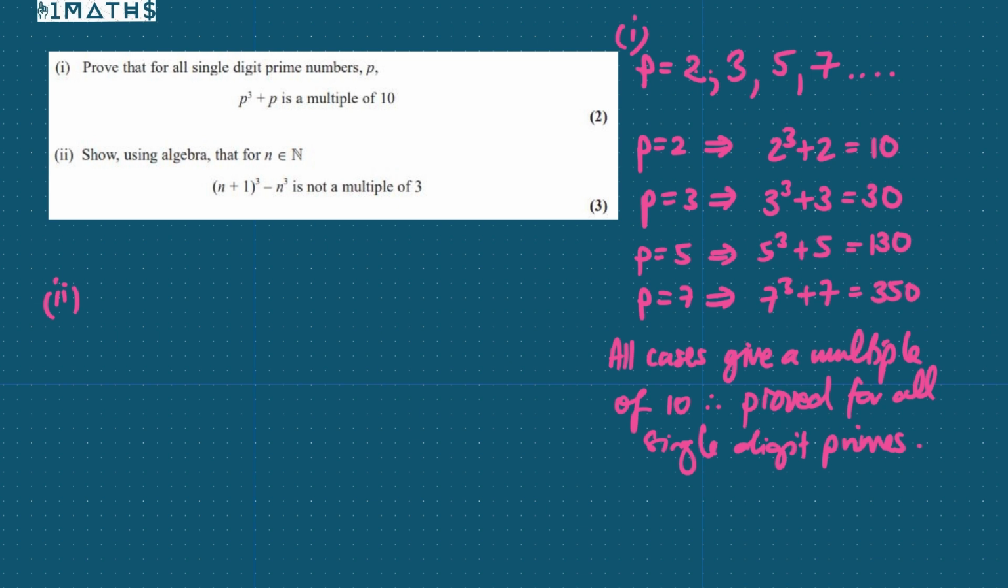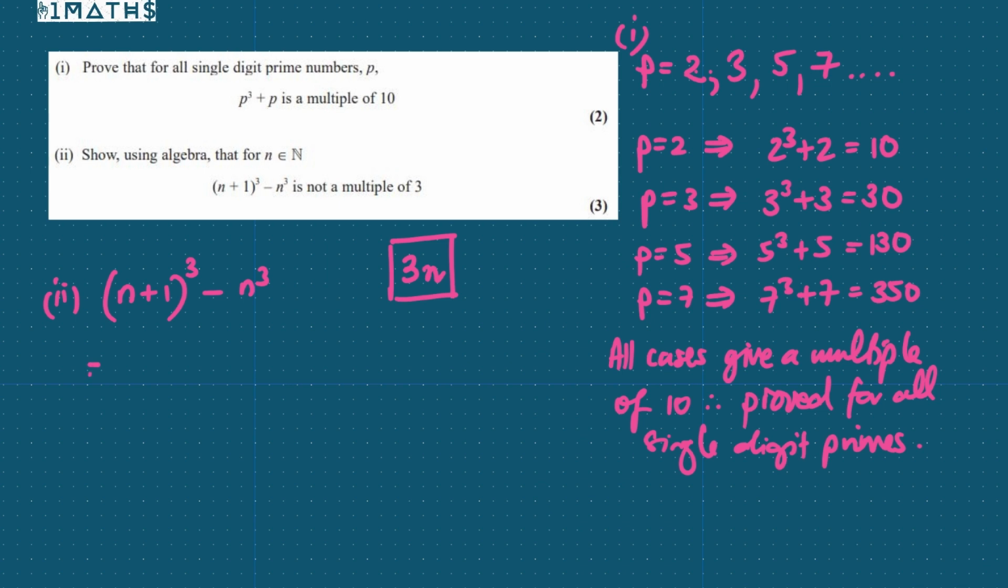Show using algebra that for any value of n, a natural number, n plus 1 cubed minus n cubed is not a multiple of 3. So we're going to start with this, n plus 1 cubed, take away n cubed. So we want to show that we do not get a multiple of 3. And remember here that a multiple of 3 can always be factorized in such a way that 3 is a common factor. So if we can show that that's not the case, so for example we get 3n plus 1 or 3n minus 1, then we have proved that statement.